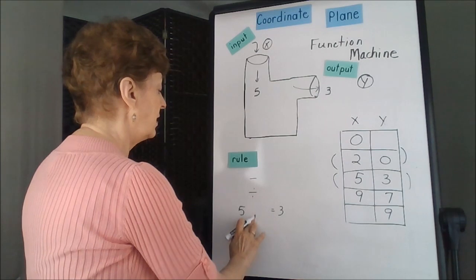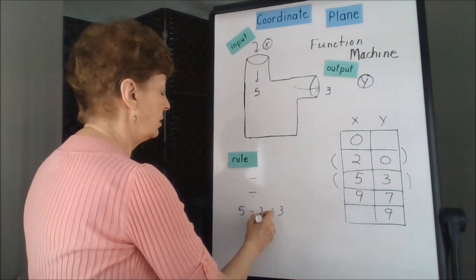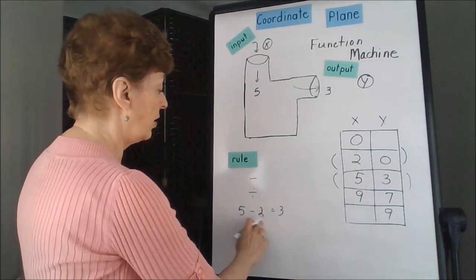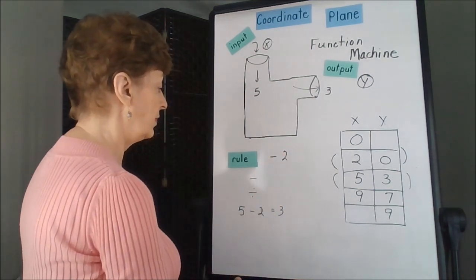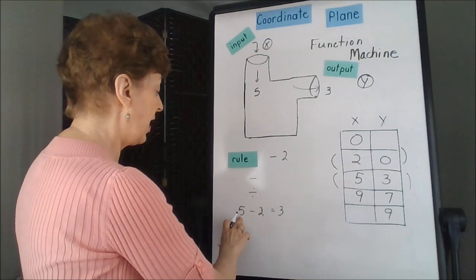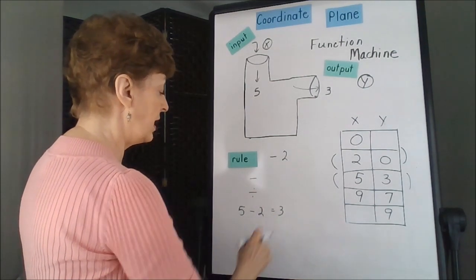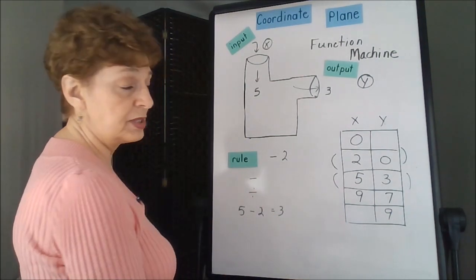Well, you might say subtract 2. That might be our rule. Might be subtract 2. Can we divide 5 by anything and get a 3? Any whole number? Of course, you can do fractions too.